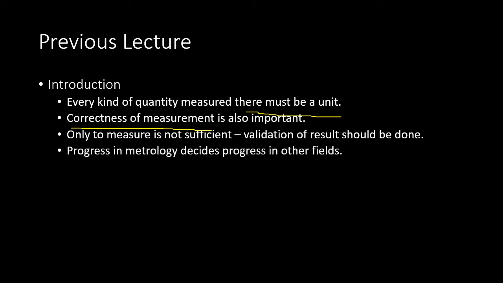The progress in metrology decides the progress in other fields because the sophistication in the measuring instruments will decide how accurately or precisely a quantity can be measured, and the measurement of any physical quantity affects the result of an experiment. And as the experiments are performed in almost every field, that's why the progress in any field is dependent upon the progress in metrology.